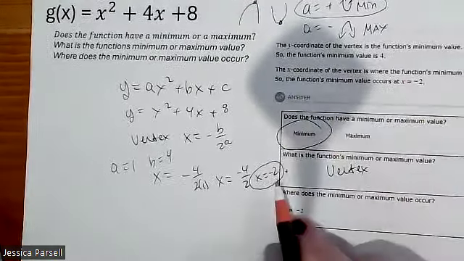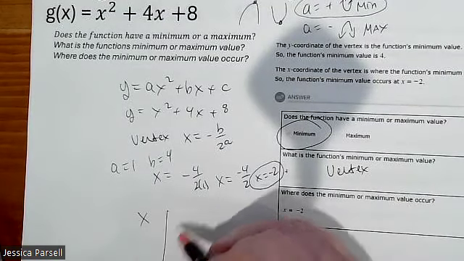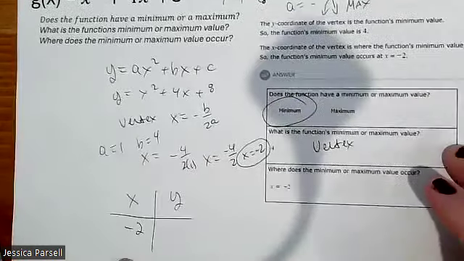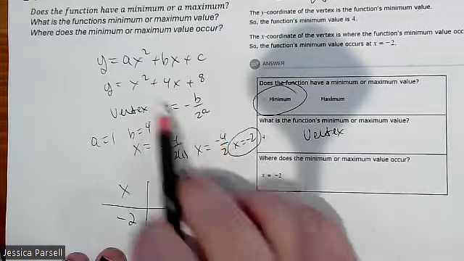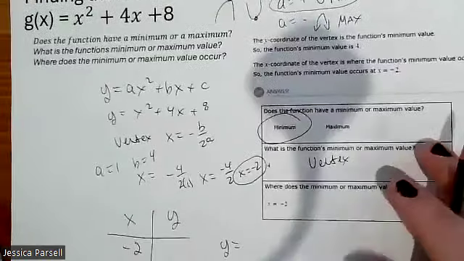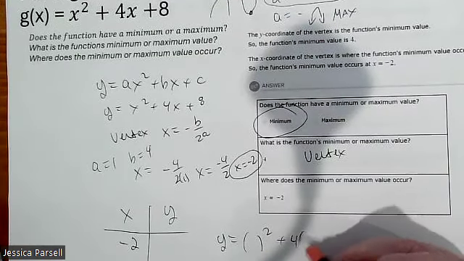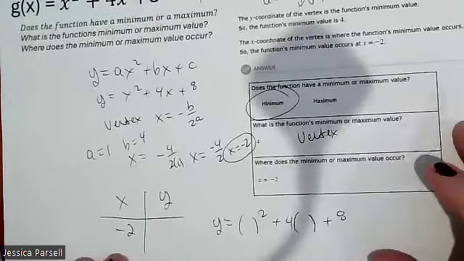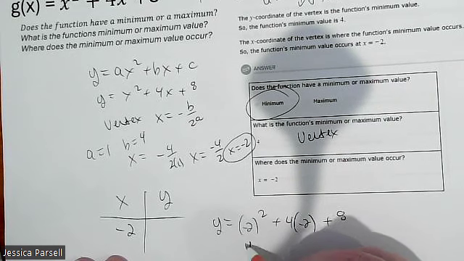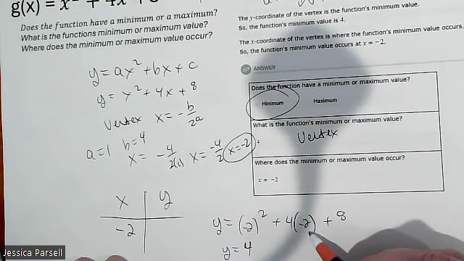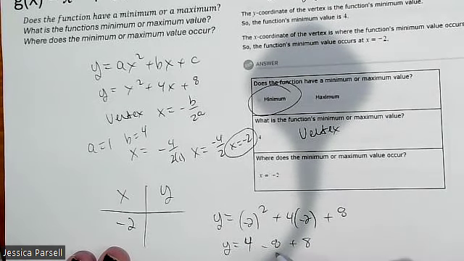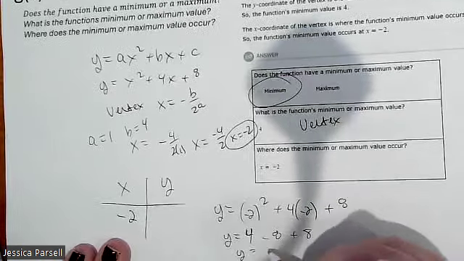Okay, so where does this thing turn? Where is its vertex? Well, it's going to turn when x is -2, but we need to know the corresponding y value. So we're going to plug this -2 back into this. Now notice it says g of x. You can replace that with y, and you're going to write x squared plus 4 times x plus 8. We have an x value to substitute in, a -2. So -2 squared is 4. 4 times -2 is -8, plus 8. So 4 minus 8 is -4. -4 plus 8, y equals 4.